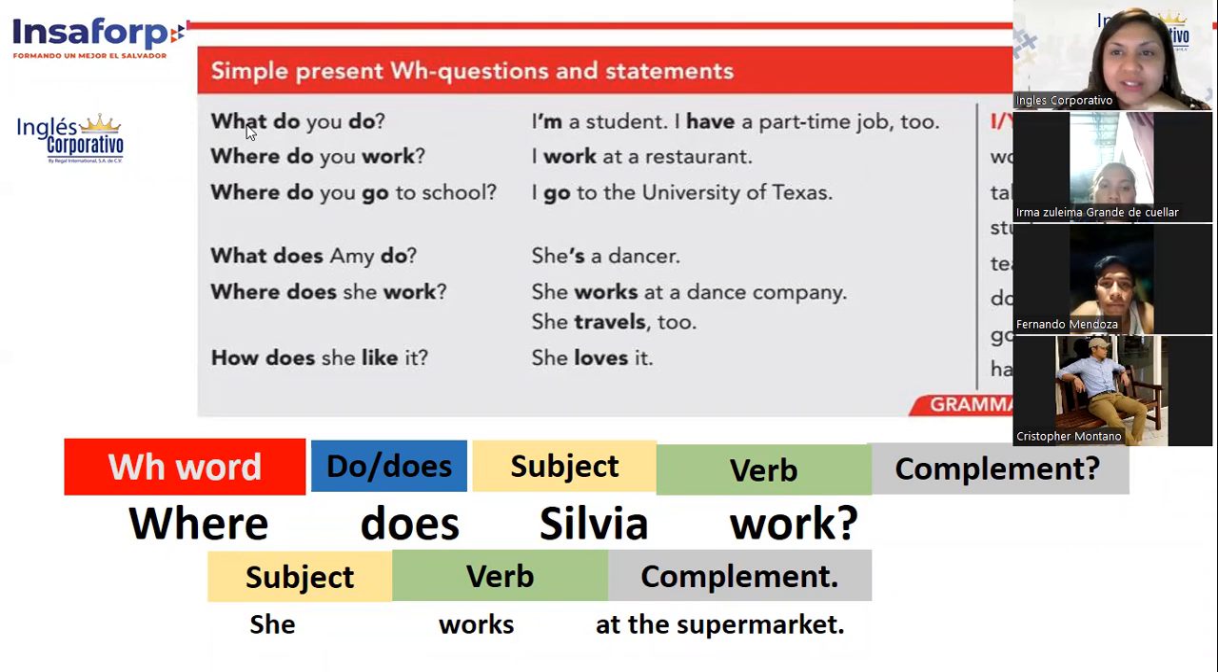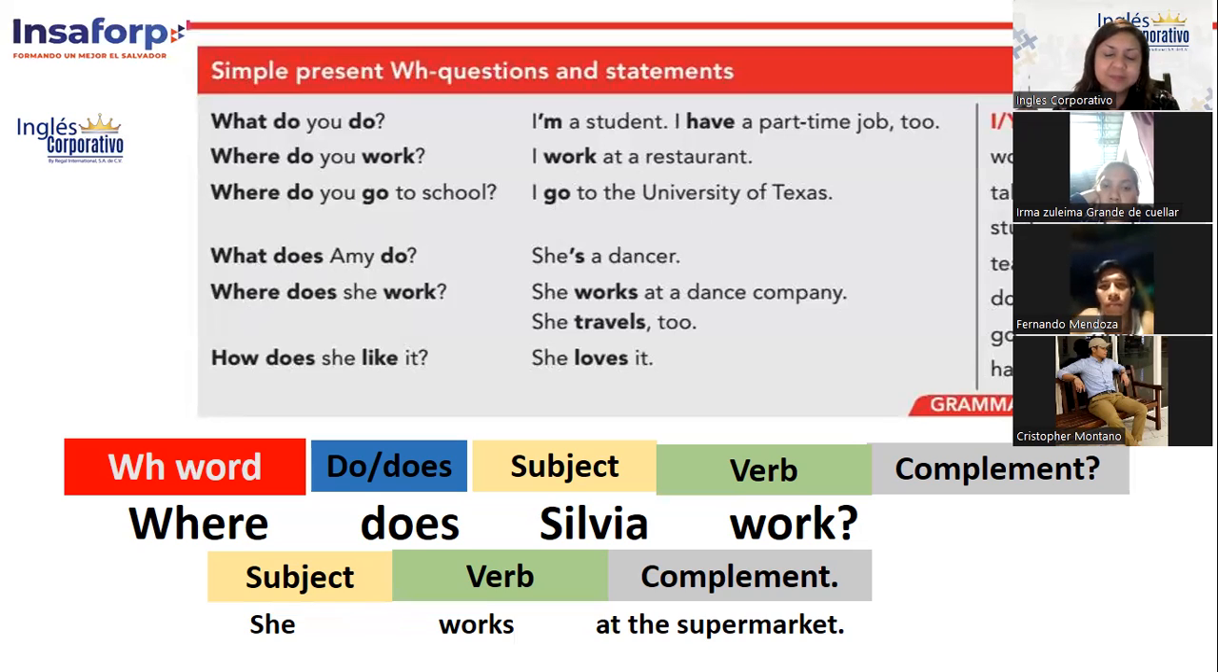Thank you. So as you can see, the structure: WH word, auxiliary, subject, verb. Verb in the base form. In the answer: subject, verb, complement. Question: WH word, auxiliary, subject, verb, complement. Answer: subject, verb, complement. Now, should I have a question?